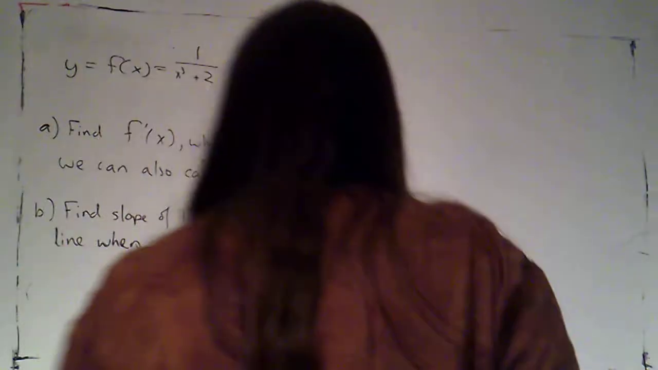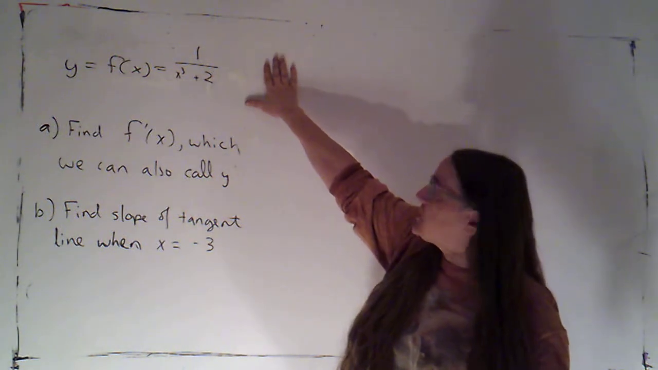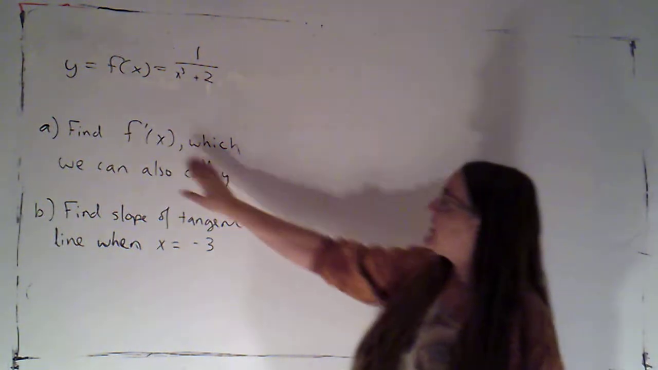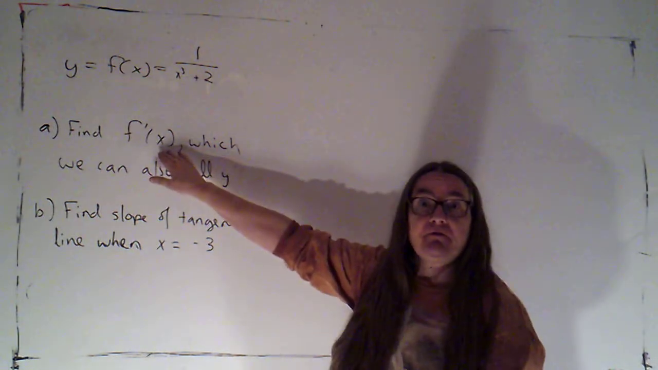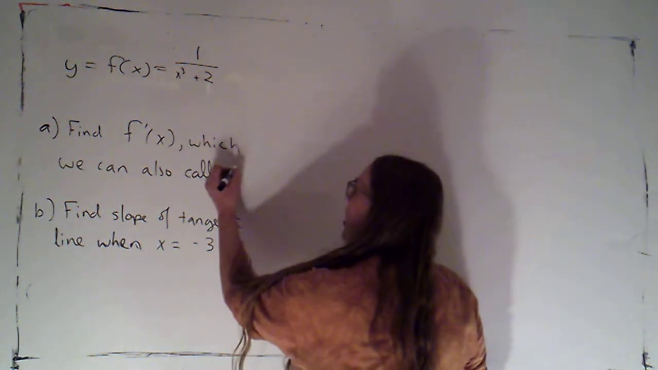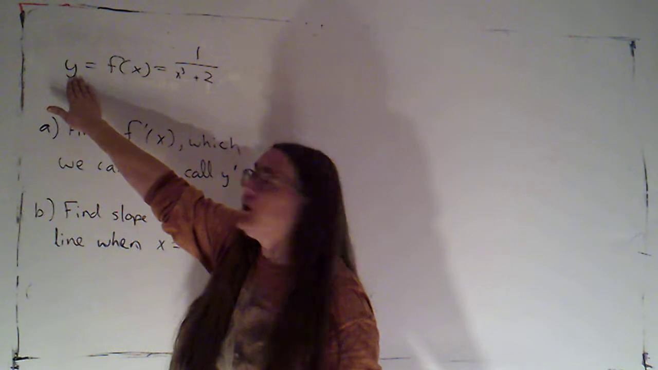Got a new problem up on the board. This time y is f of x is 1 over x cubed plus 2, and we're asked to do two things. First of all, we're asked to find f prime of x, the derivative function, and I'm just telling us that we could also call that y prime. So just like the function, we can call it f of x, or we can call it y.